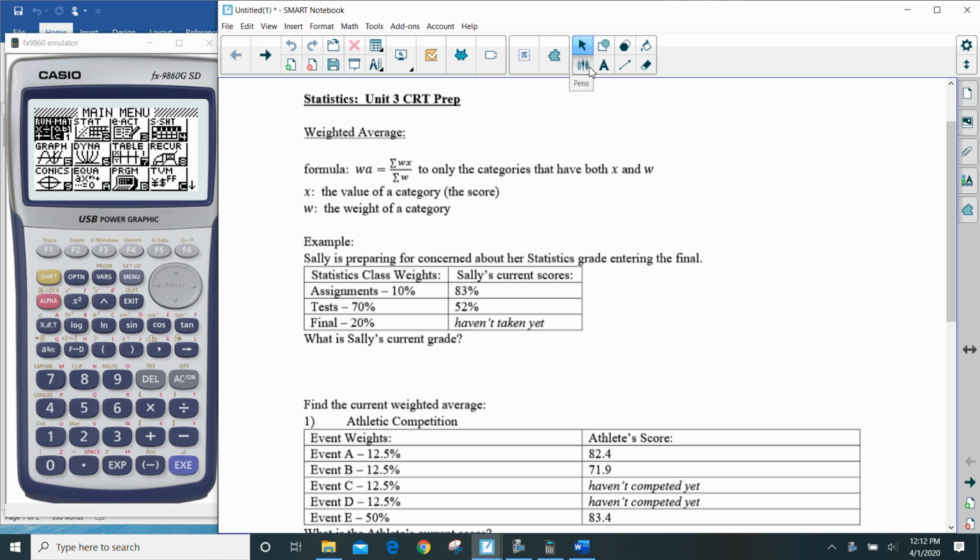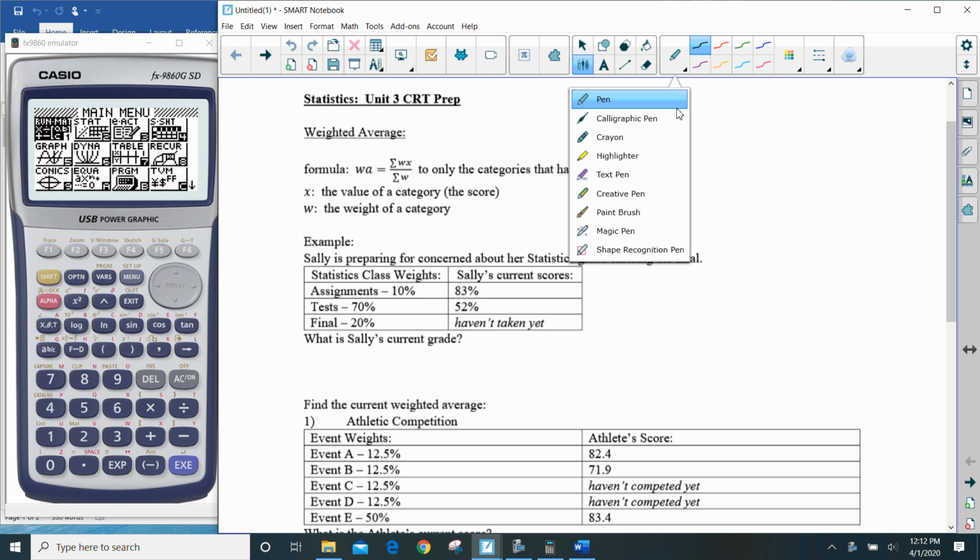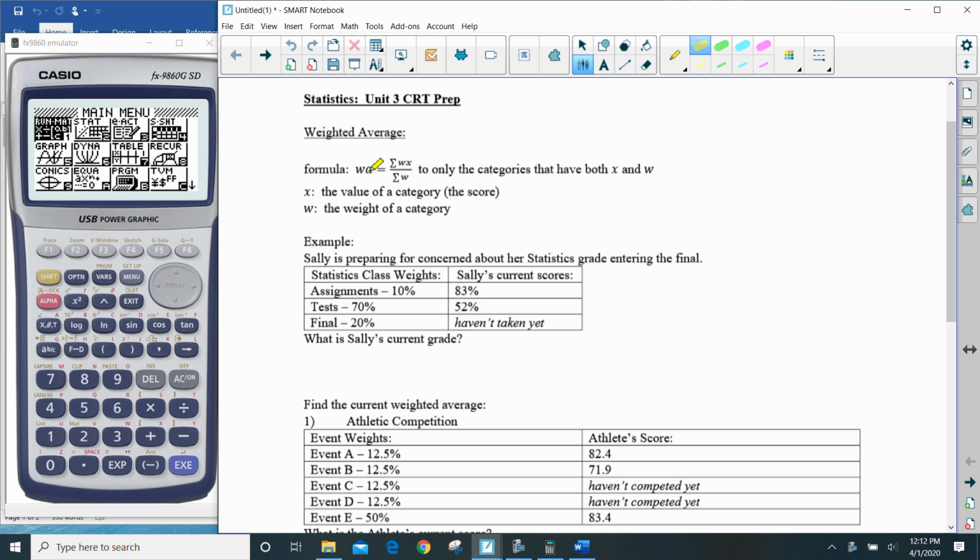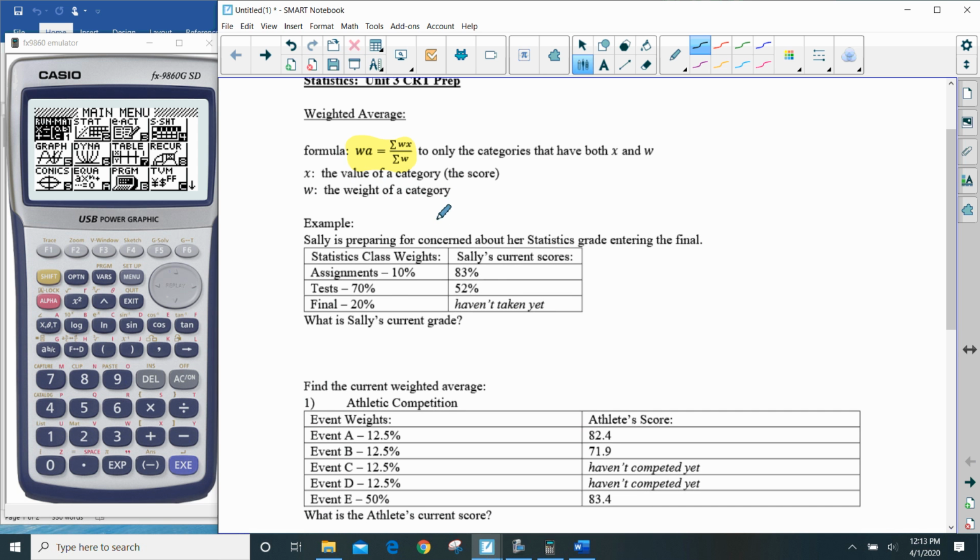You can see right here, this is the formula for a weighted average. To better understand what this is saying, this is the sum of Wx divided by the sum of W. This only applies to categories in which there is both X and W, where X is the score that you have and W is the weight.